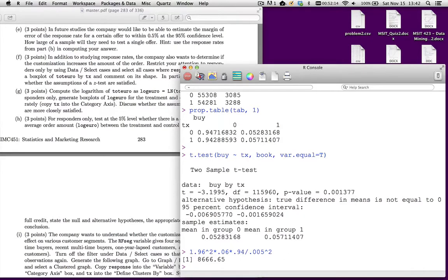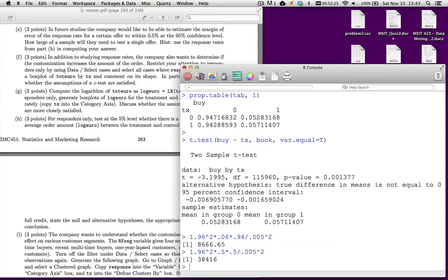Now, the most common mistake that students make on this is that they'll just assume the worst case, which would be 0.5 times 0.5. If you do that, it says you need 38,000. That's much, much larger than what you really need, which is in the neighborhood of 8,000 to 9,000.